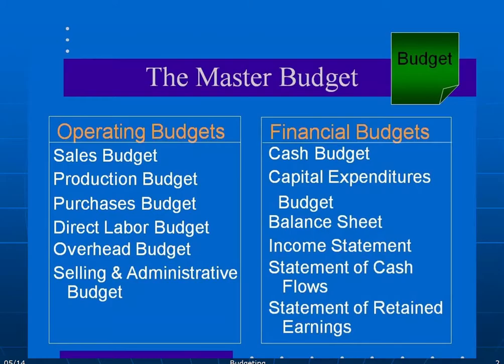Now, we budget for all types of things. The primary ways of classifying our budgets are into operating budgets, such as our sales budget, production budget, purchase budget, and so forth and so on. And then we have our financial budgets, the most important of which is the cash budget, capital expenditure budgets, and then our financial statement budgets.